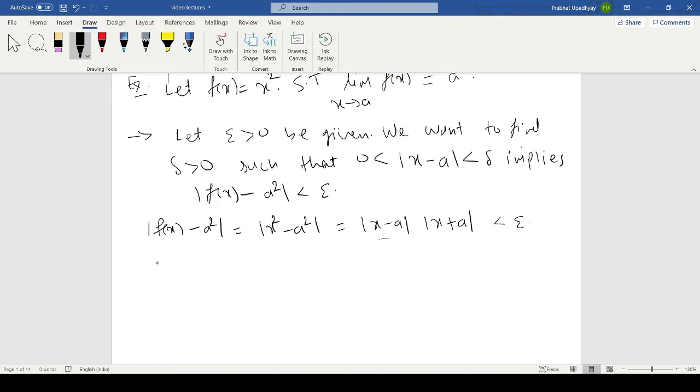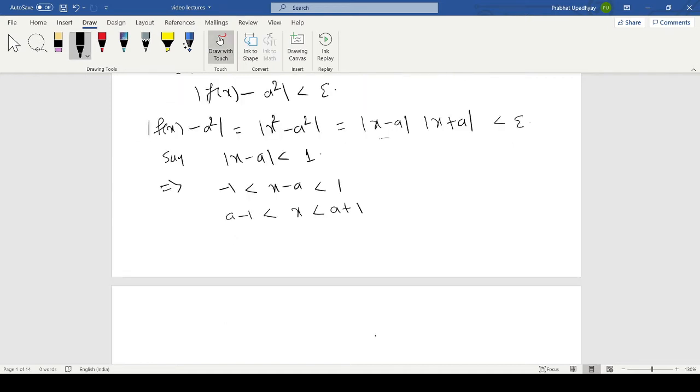So again, what I'll do, I'll take some constant value of delta. So say mod x minus a is less than 1. If mod x minus a is less than 1, what will it imply? This will imply minus 1 less than x minus a less than plus 1. If I add a, I will have a minus 1 less than x less than a plus 1.